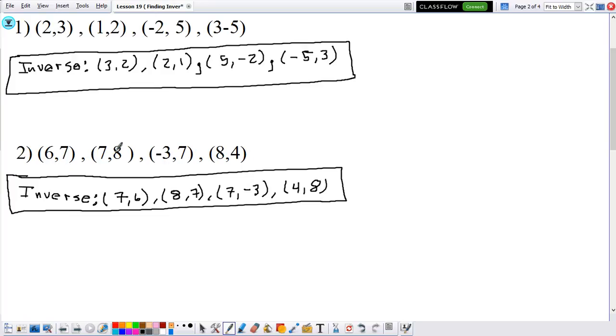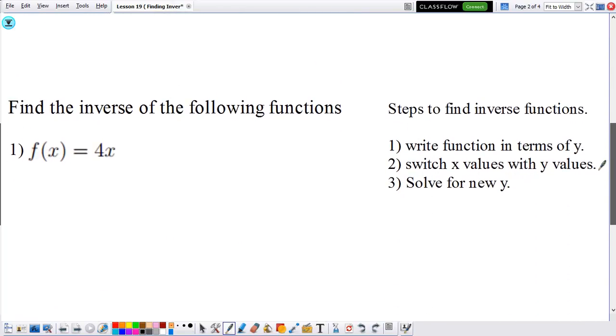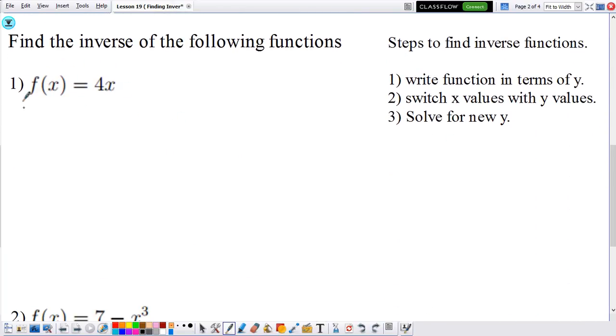But now, it's not always going to be this easy. Let's talk about how we can find inverses when we're actually being given functions. To find the inverse when a function is being given, we're going to follow the following steps. The first step is, we want to write the function in terms of y. In Algebra 1, you have seen that f of x is the same as just writing it as y.